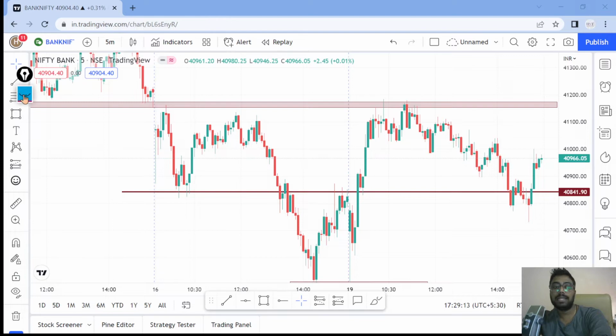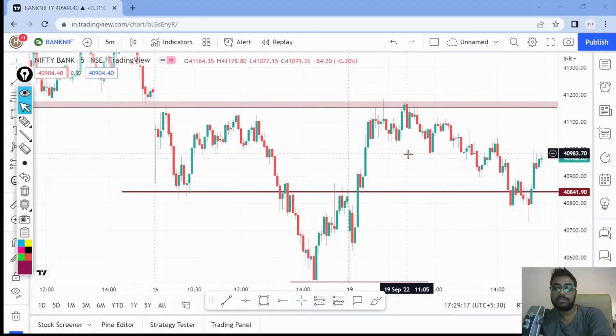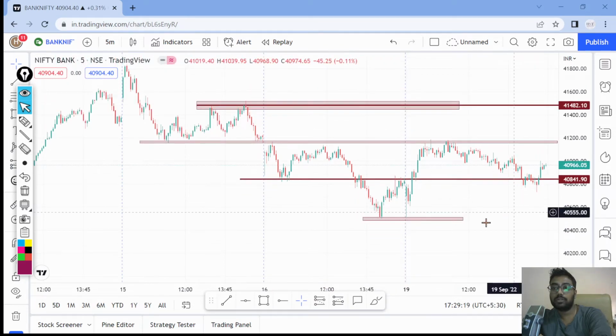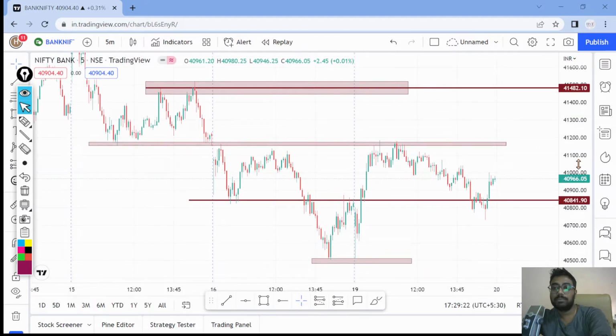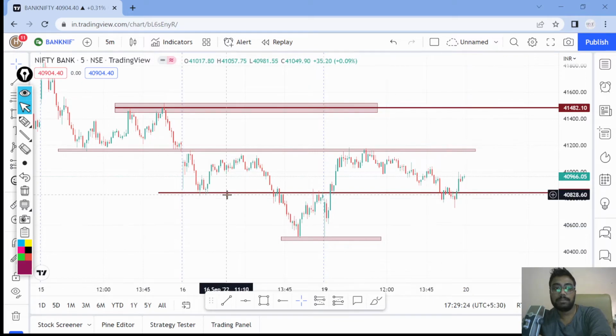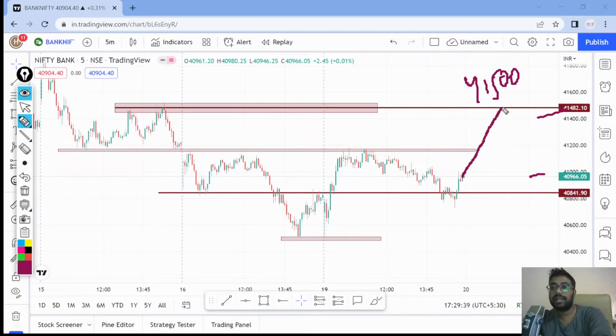Now what are the plans that you can make for tomorrow? Tomorrow's plan is actually going to be very simple. My plan for tomorrow is short at the resistance. The best thing I want to happen is I want the market to give a rally tomorrow. I want the market to move from 40,966 to almost till this region. What is this? 41,482. Okay, 41,500. I want the market to give this 450-500 points rally.